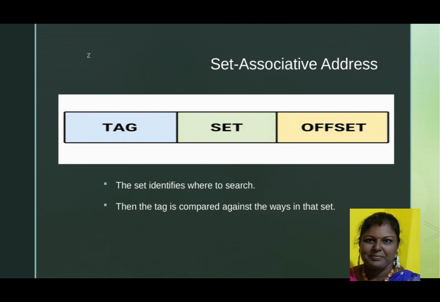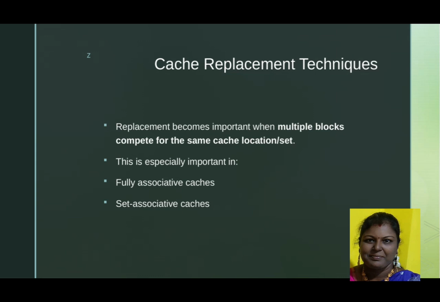Replacement matters most when several blocks want the same spot in the cache. This challenge shows up clearly in fully associative caches, where any block can go anywhere, and in set associative caches, where blocks compete within specific sets. Managing which block stays and which gets replaced is key. That's where cache replacement techniques come into play. They decide how to keep the cache efficient, balancing speed and hit rates as blocks come and go.